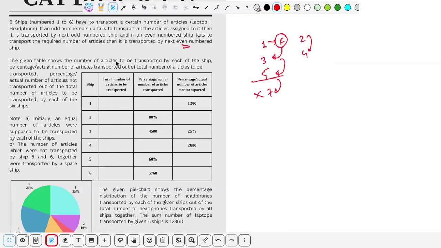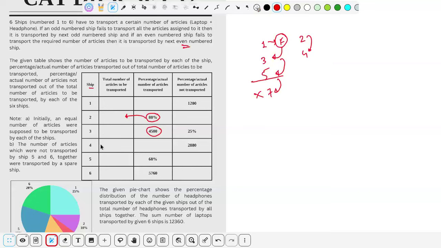The given table shows the number of articles to be transported by each of the ships, percentage, and actual number of articles transported out of the total number of articles to be transported. Percentage, actual number of articles not transported. ओके, ये बता रहे कि टेबल में क्या क्या गिवन है. So you can see here the ship numbers, that is 1 2 3 4 5 6, not 7. Total number of articles to be transported गिवन नहीं है, शायद हमें निकालना हो. Percentage slash actual number of articles transported. You can see here, यहाँ पे परसेंटेज है, यहाँ नंबर है. तो this should be the percentage of this number. जो भी यहाँ पे हो उसका परसेंटेज में ये गिवन होगा.